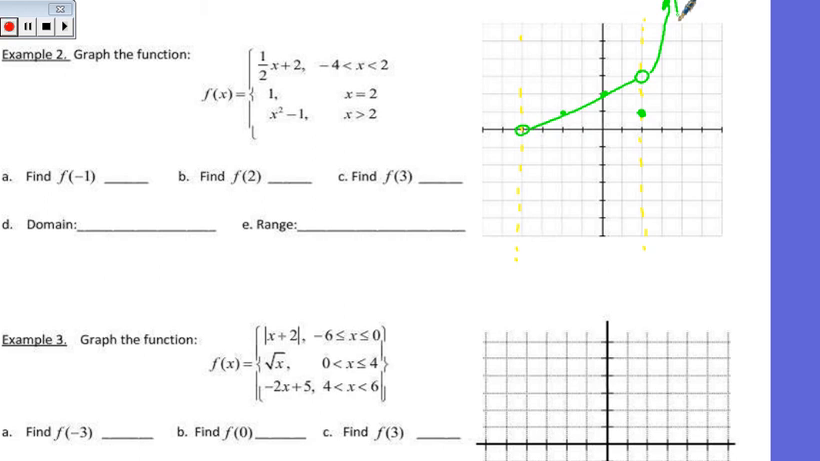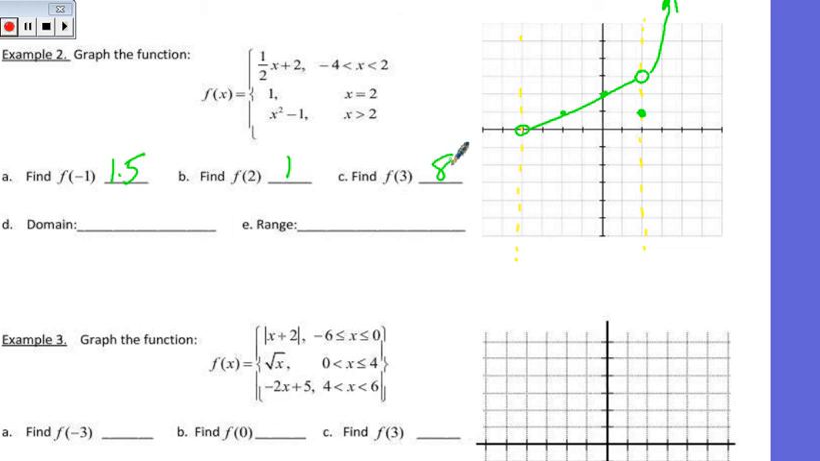We can evaluate these guys. If I want to know what is f of -1, I would go ahead, put -1 in here, because that's where the domain is valid, and we would get 1.5. If I want to know what is f of 2, now that's what the domain is here, we would say 1, and f of 3 would get us 8.